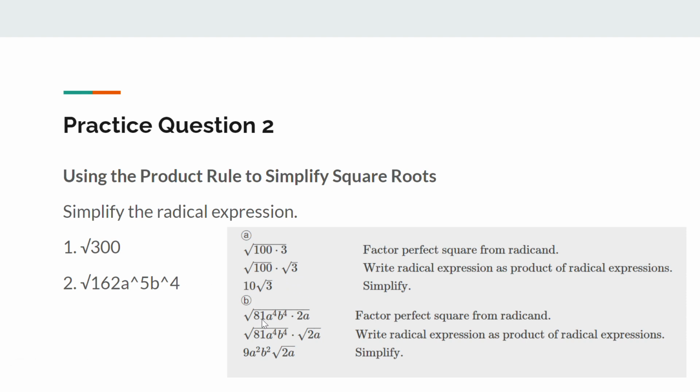162 is equal to 81 times 2, so we do this, and then we get 81 times a to the 4th power times b to the 4th power. We can factor that out, since the square root of 81 is 9, the square root of a to the 4th power is a squared, and the square root of b to the 4th power is b squared. And we get 2a left for the inside. So we just multiply them out, and we get 9a squared times b squared times the square root of 2a for this one.